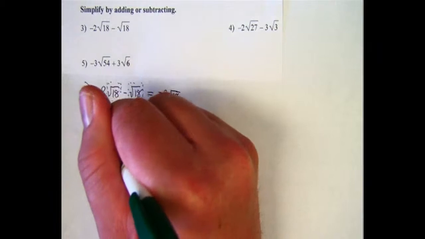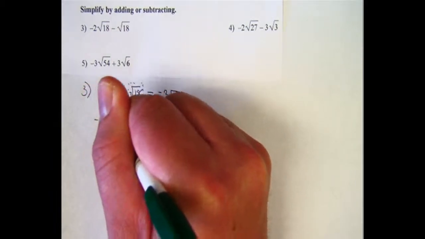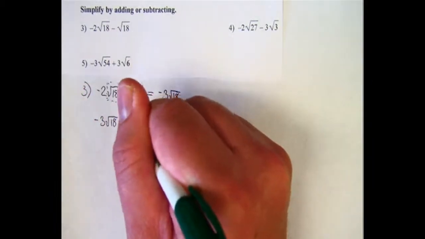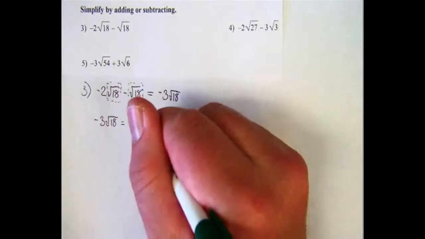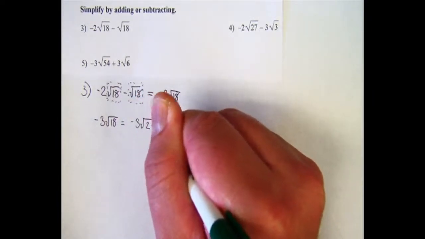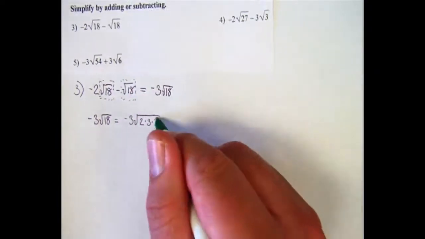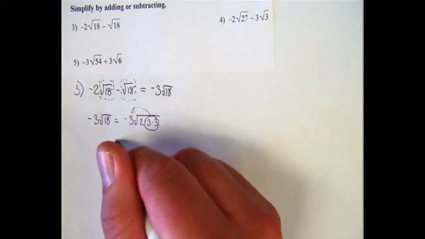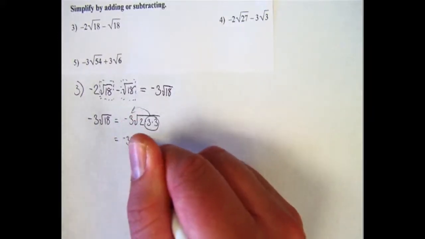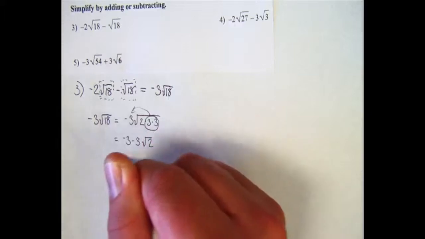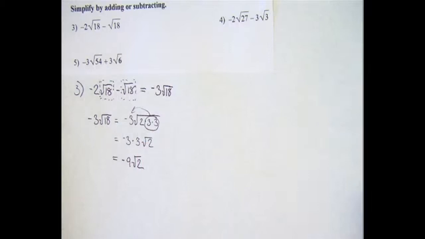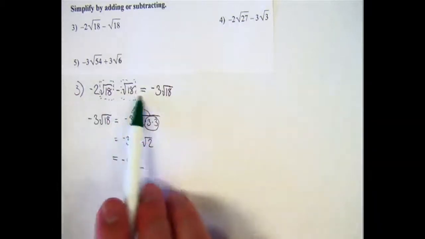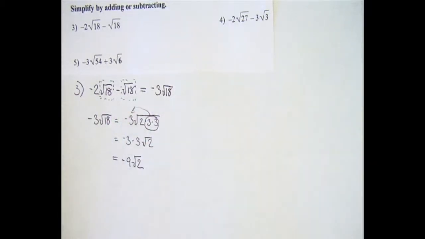Now that I've added or subtracted this, I can simplify that further by getting a prime factorization of 18. So when I do that, I find that 18 is 2 times 3 times 3. Notice that there is this 3 that I can circle and pull to the outside. So I get negative 3 times the square root of 2. So this whole thing is equal to negative 9 times the square root of 2. So multiple steps, I had to add or subtract, and then simplify what I had from there.